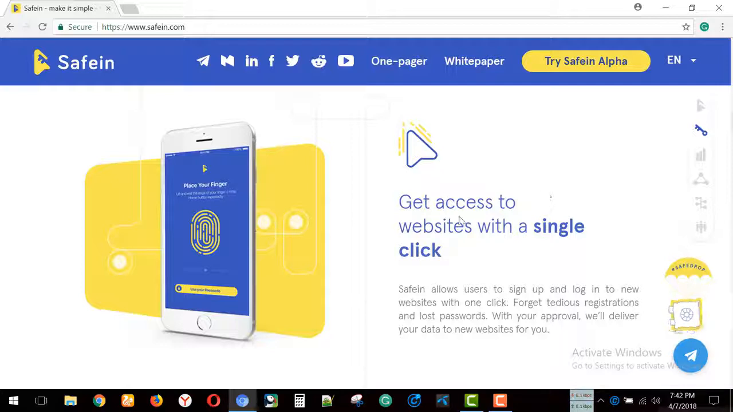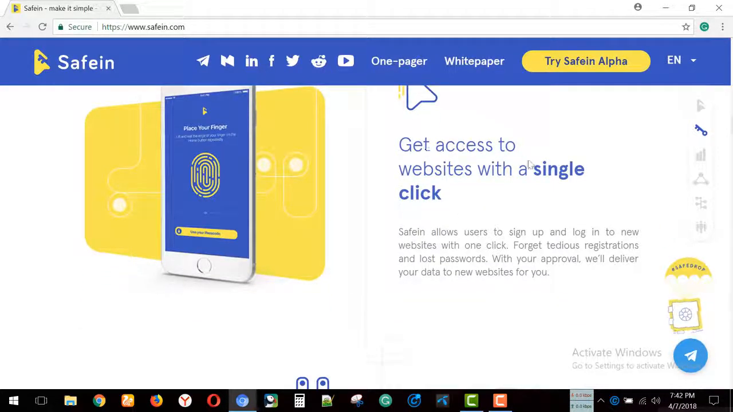So now if you talk about all these features, you will understand how it is going to be useful and beneficial to us by solving all our daily problems as online users. See, here it is written single click. It means if you want to log in, you need to click once. Once you are logged in with Safin, you don't have to log in once again. Easily you can switch to any website, because Safin is going to store your personal information on their platform, and it will deliver your personal data to the website wherever you want to log in, and definitely with your approval.